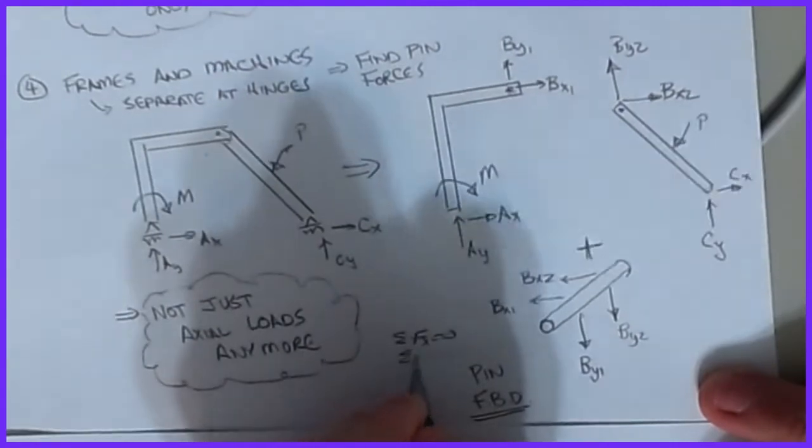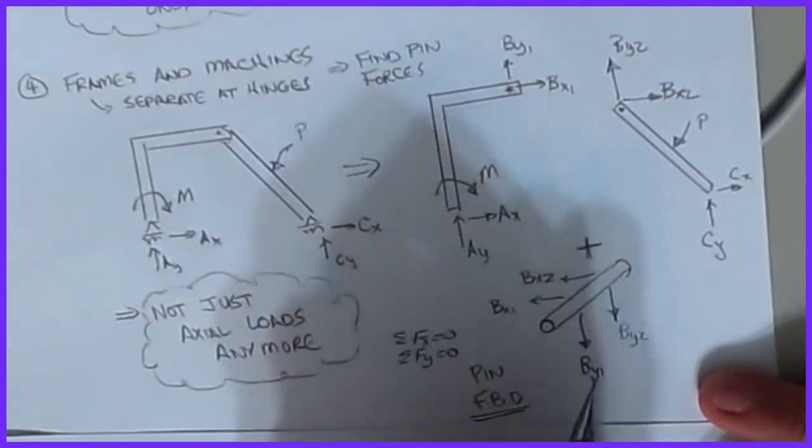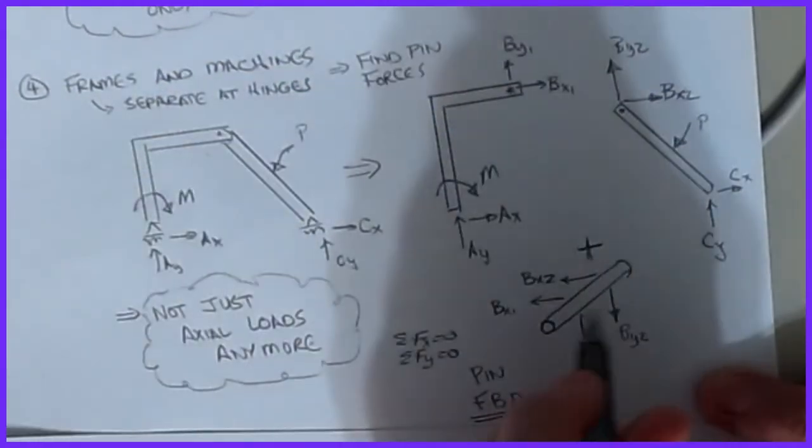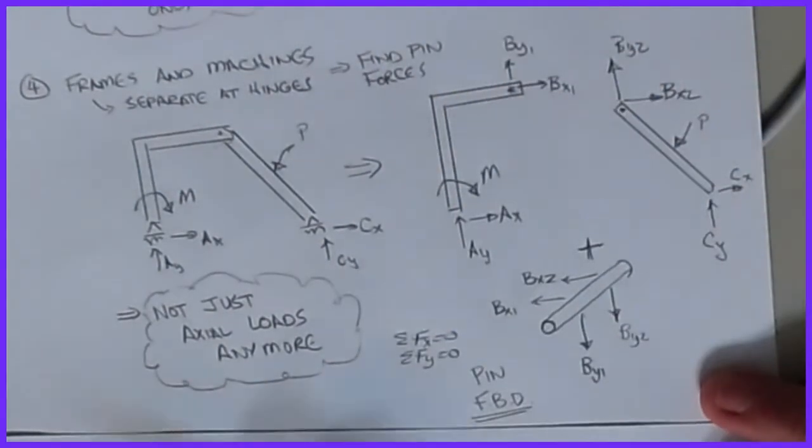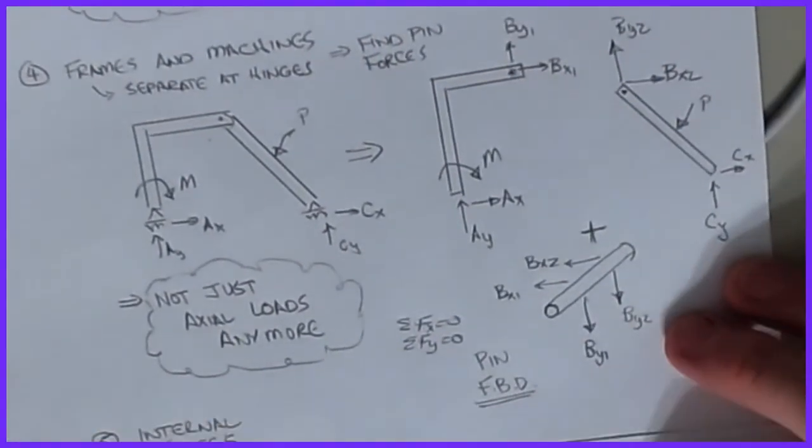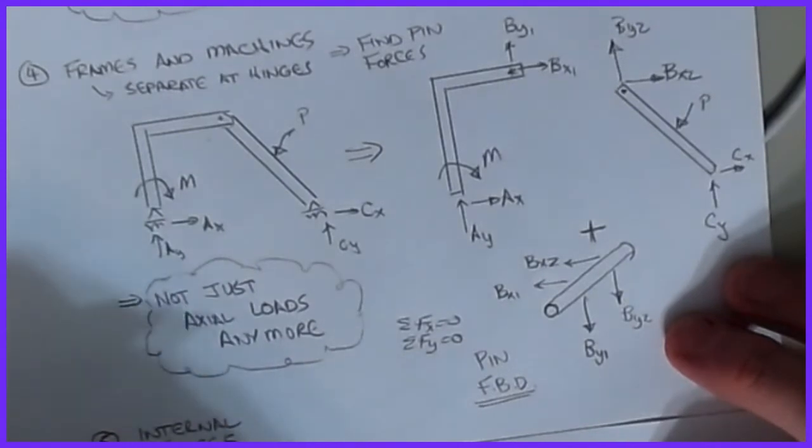And I can do the same thing on the pin and do sum of forces in Y equal to 0 and say that these two have to be equal and opposite in order to maintain equilibrium on that piece. Okay? All right. Now, what happens when none of this is the case?